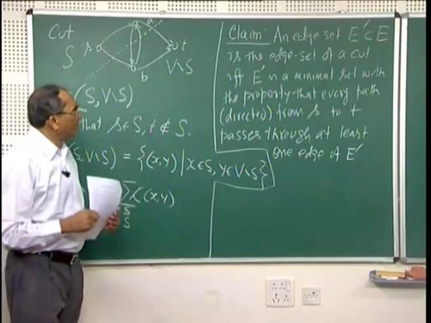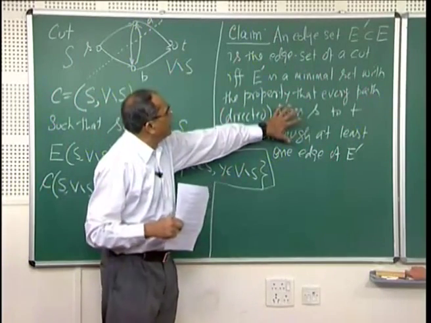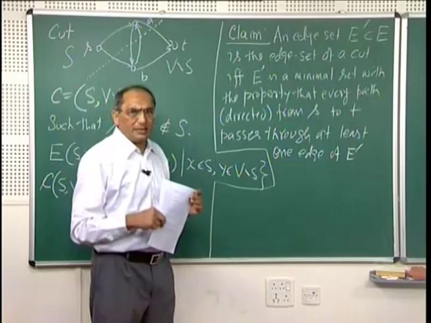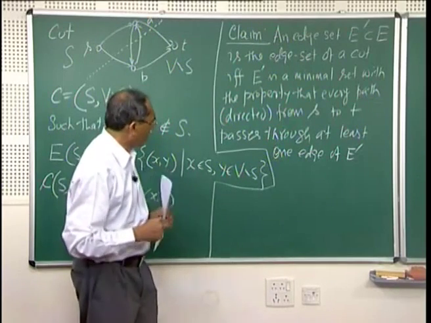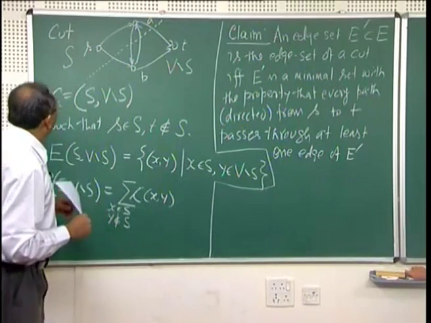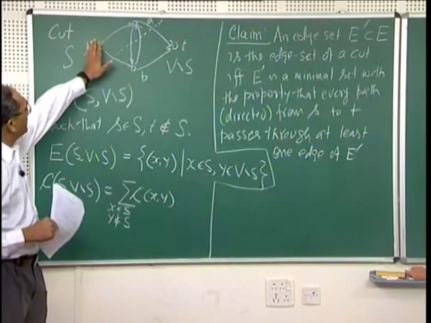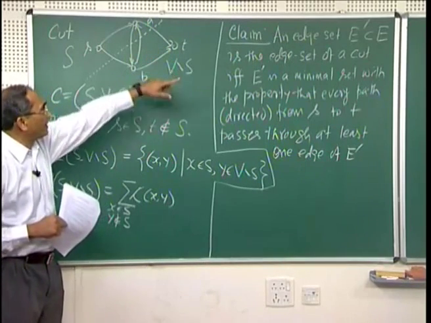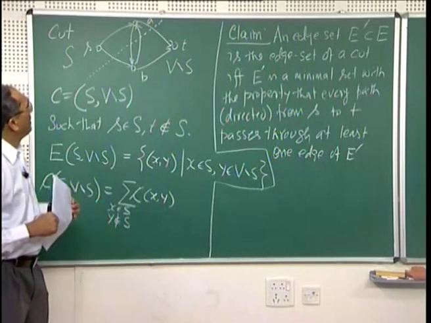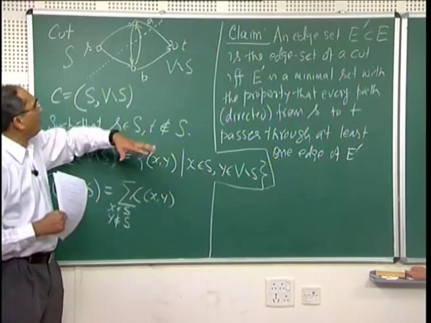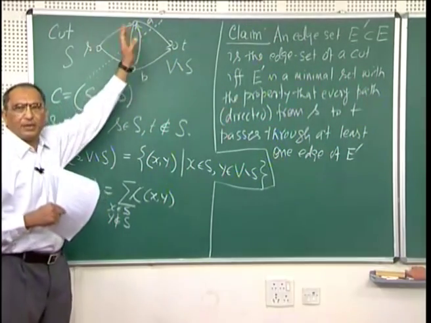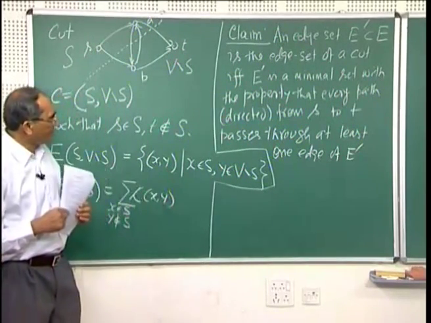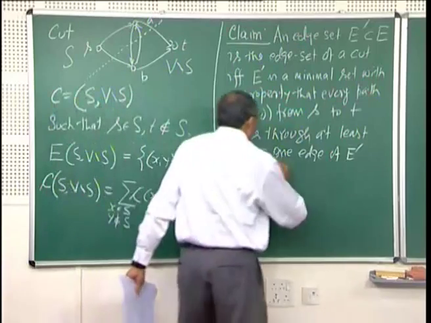Okay. So this right hand side is actually a characterization of the edges of a cut, or the edge set of a cut. What this is saying is that every path passes through at least one edge of E prime, and this property breaks down if I withdraw even one edge of E prime from the collection. Then in that sense it is minimal. So let us try to prove this claim.